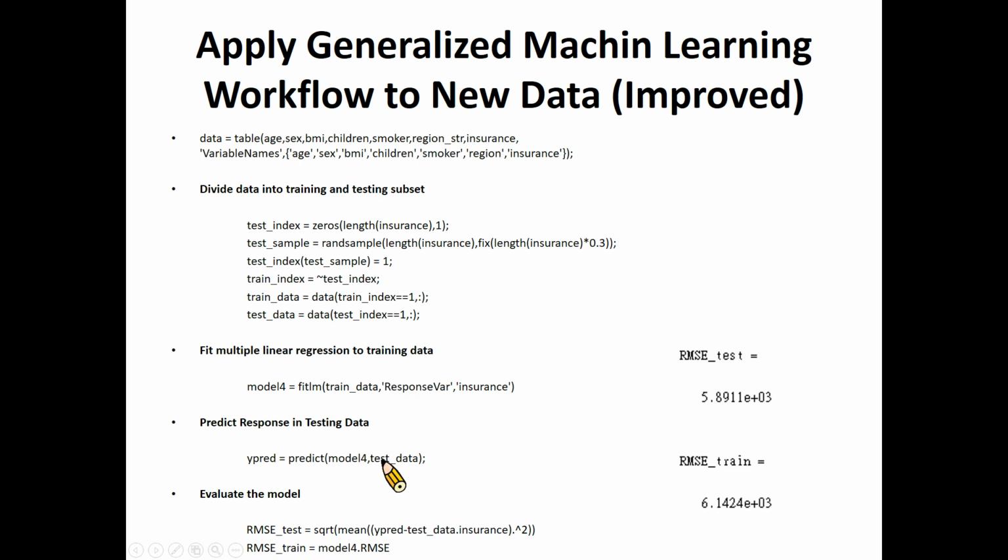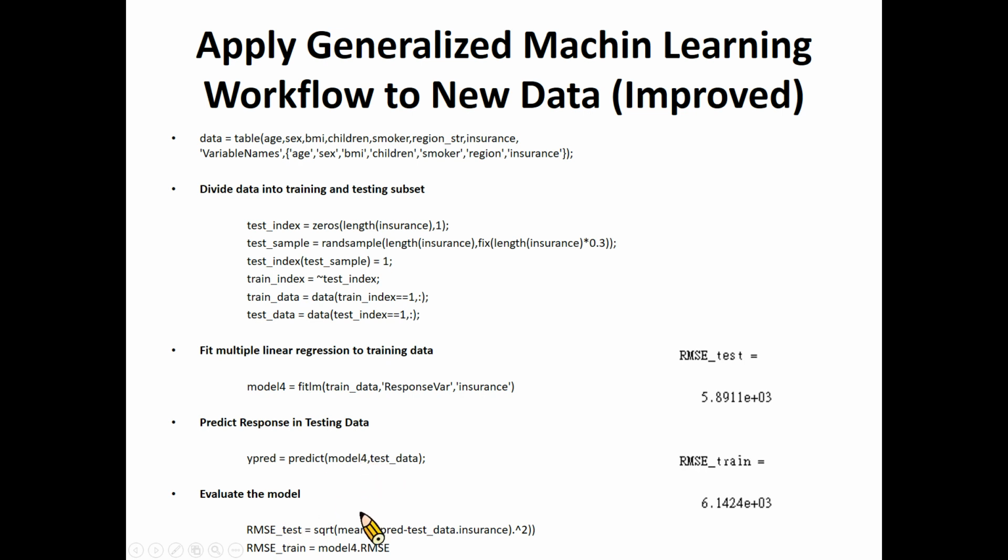In this case, because we already know in the model which one is the response variable, we don't have to specify this again in the predict function. We only need to tell which is our training model, and also put in the testing data. Then it will automatically use the predictors to calculate the predicted variables here. So you can see that using the table data structure, the code can be simpler.